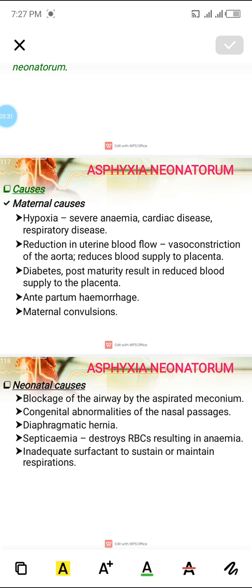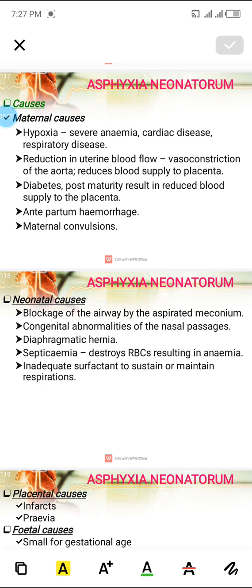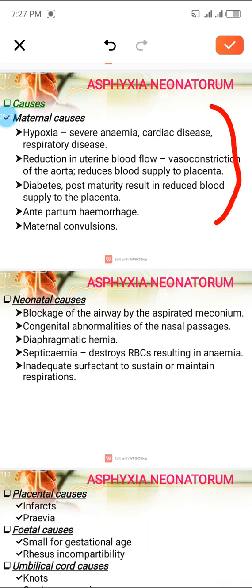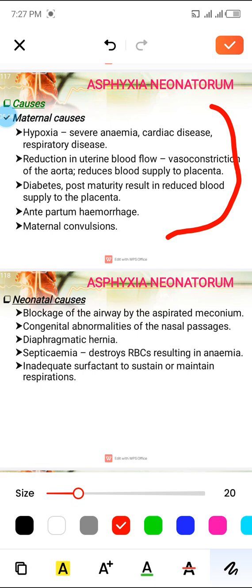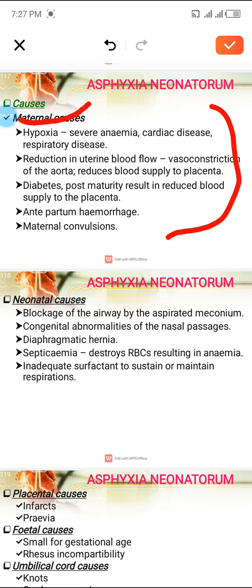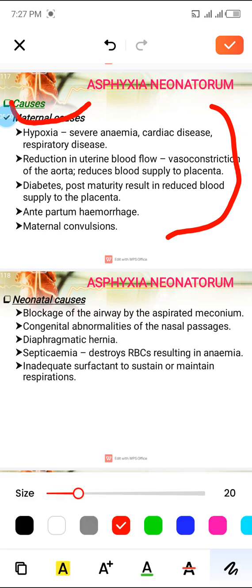Mostly these are the common ones where they say, write the maternal causes of asphyxia or the neonatal causes of asphyxia. So when you look at the maternal causes of asphyxia, these are the ones that we look at. There are many more, but we'll look at these as maternal causes of asphyxia. Number one, we've got hypoxia. Under hypoxia, we're looking at reduced oxygen in the tissues.